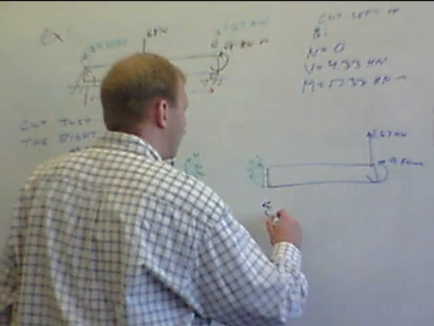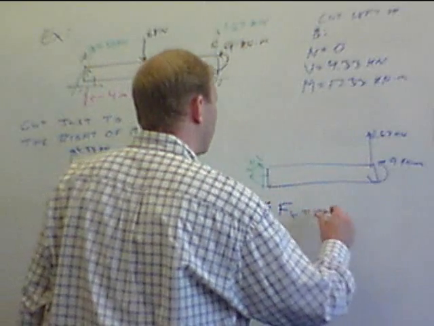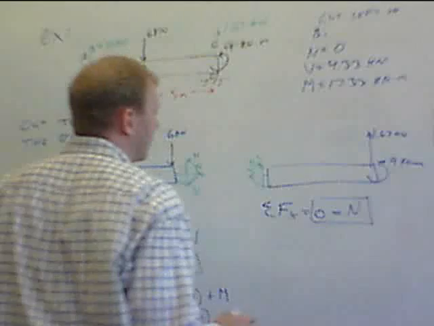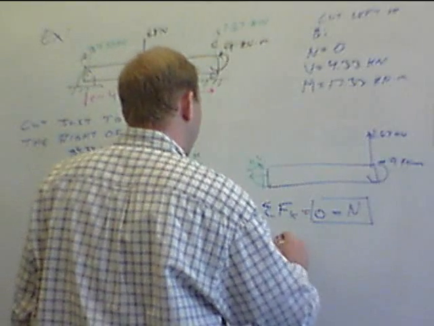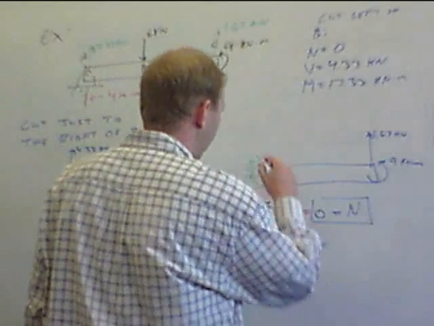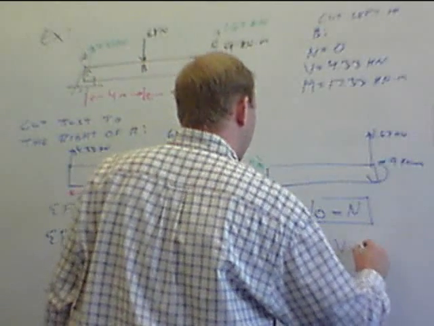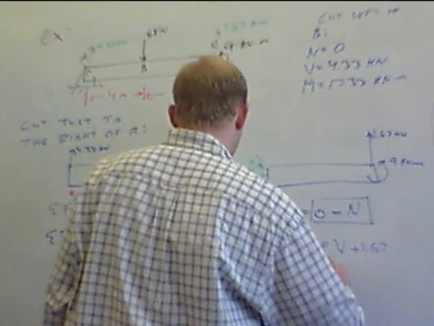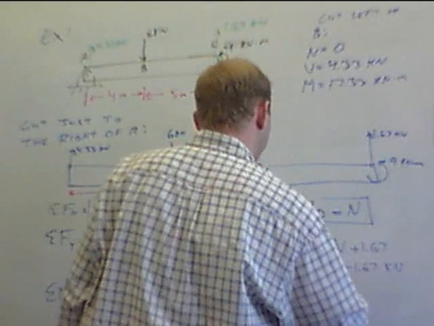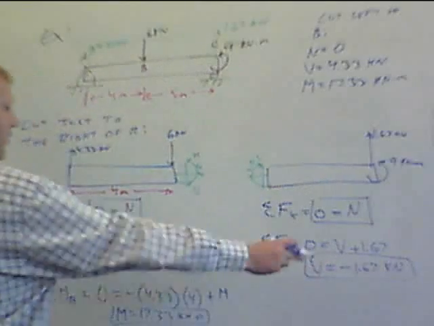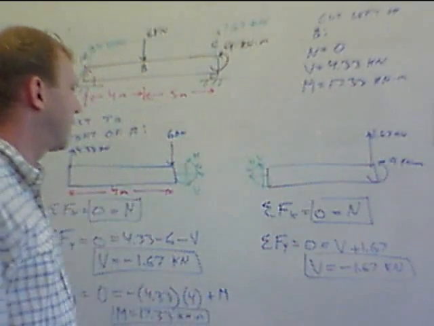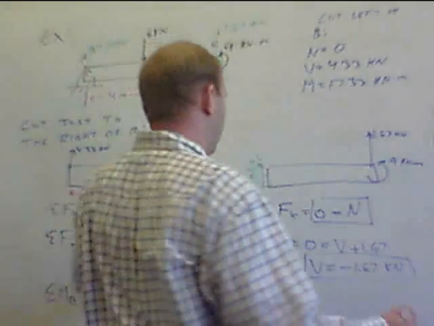Looking at the other side here, we're going to do the same thing. Summation of forces in the x equals 0, same thing, N equals 0. Summation of forces in the y equals 0. Now we have V is positive plus 1.67, so V is going to equal negative 1.67 kilonewtons. So far, so good. We're going to take moment again; it doesn't matter where I take moment about. I'll take moment about point C.